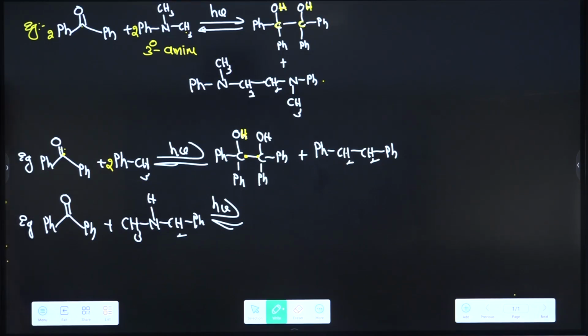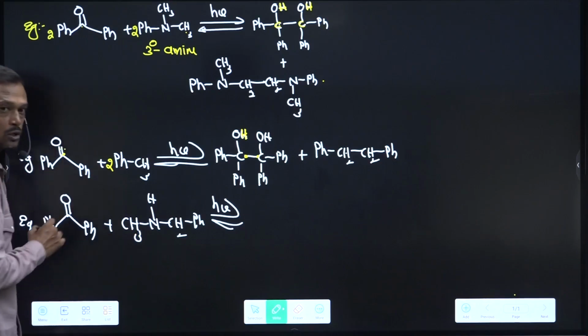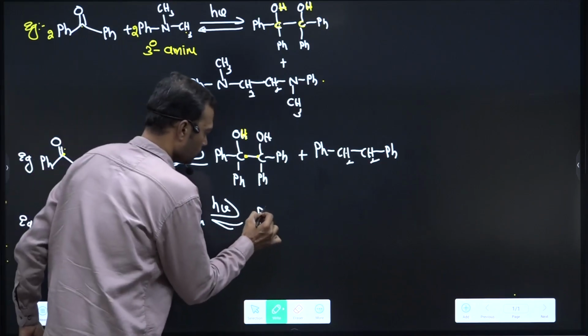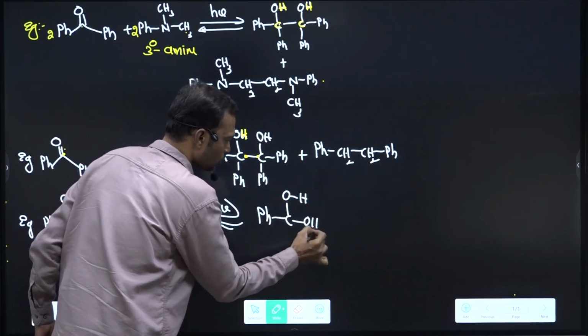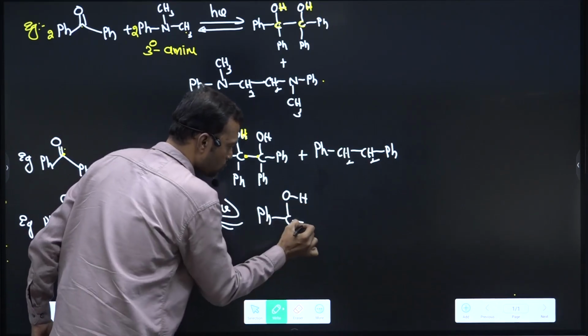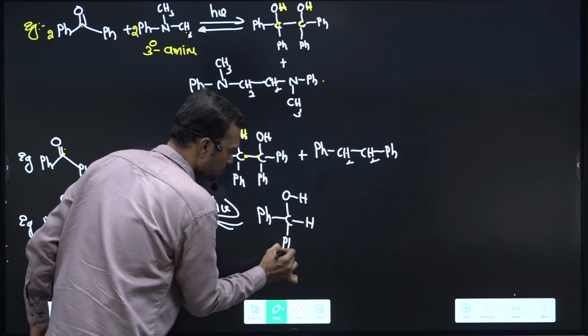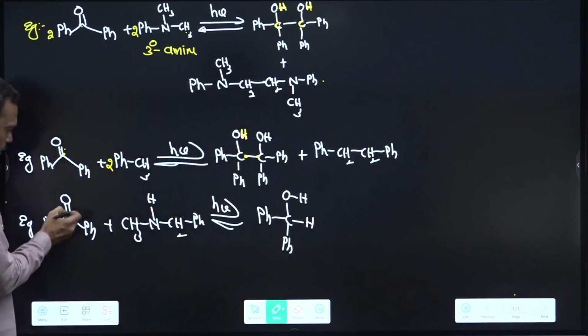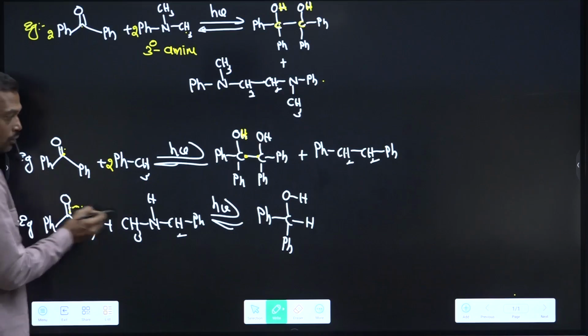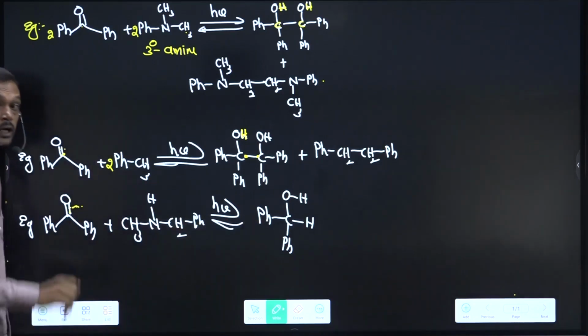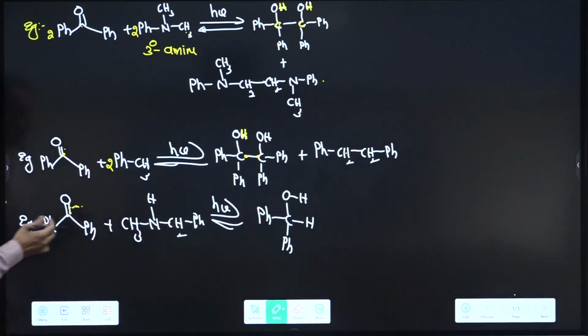Now see, when secondary amine is given, pinacol is not the major product. This will give a simple alcohol. Here COH and here also H. I am adding one hydrogen on carbon and oxygen, and this Ph is as it is. See, break this bond, add one hydrogen here, other hydrogen here. Total how many hydrogens? 2. Now we are getting a simple alcohol. You will not get pinacol when secondary amine is given.